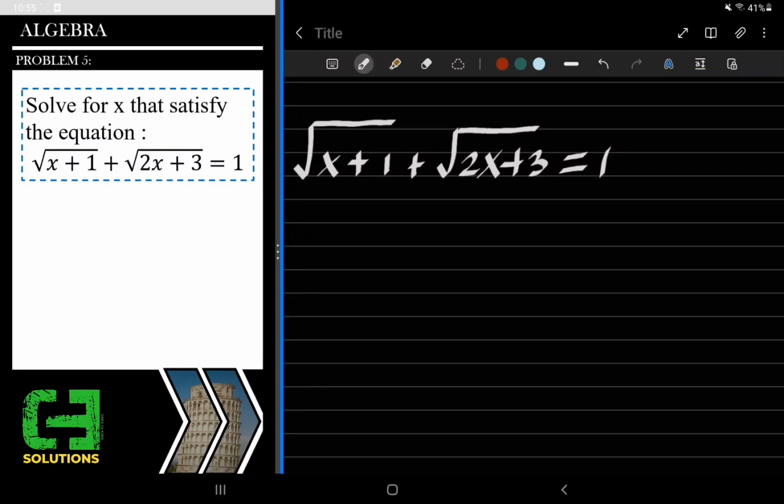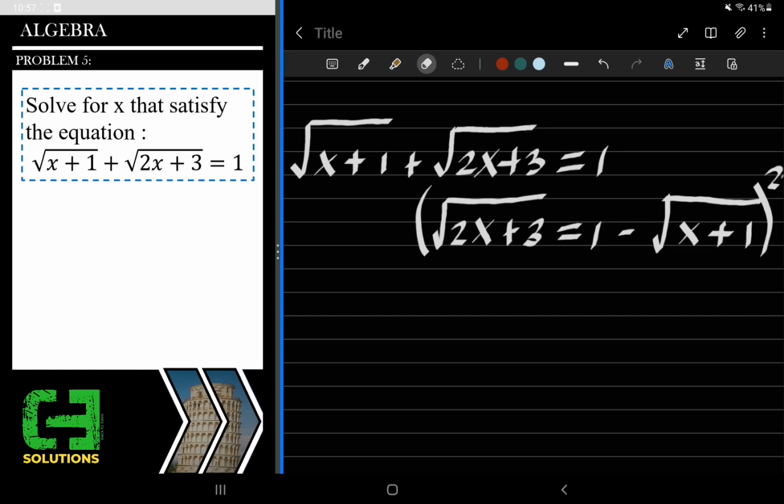Our next problem. Solve for x to satisfy the equation: square root of the quantity x plus 1 plus square root of the quantity 2x plus 3 equals 1. So same with problem number 1, we have to extract the radical signs by squaring both sides of the equation. But before we do that, we must make sure that one radical term is transposed to the other side to have a simpler result. Okay?